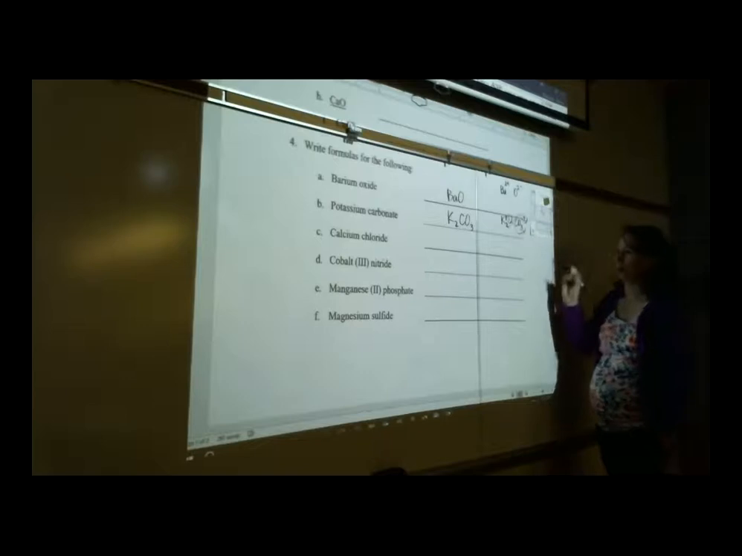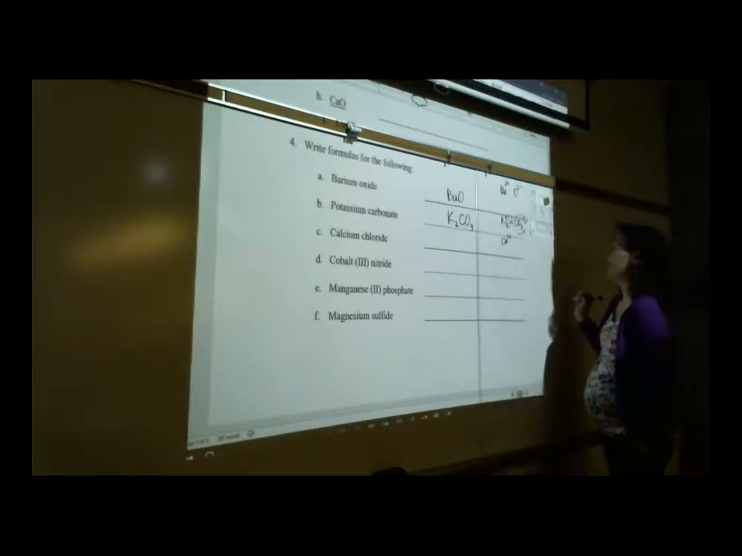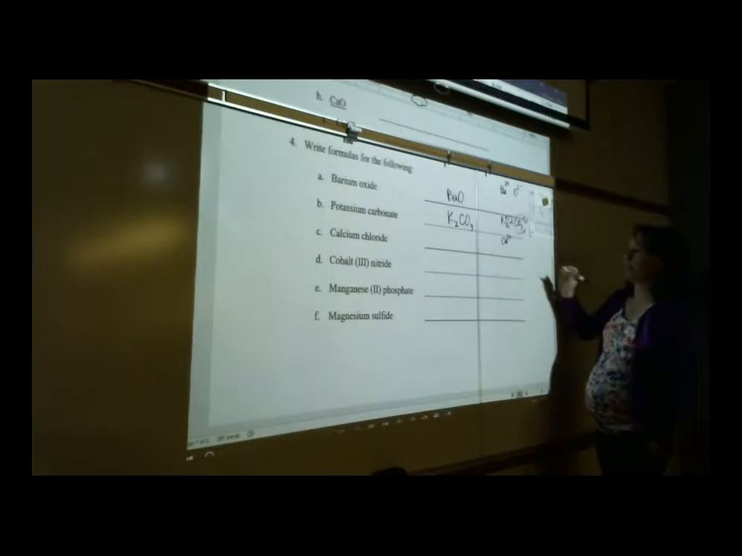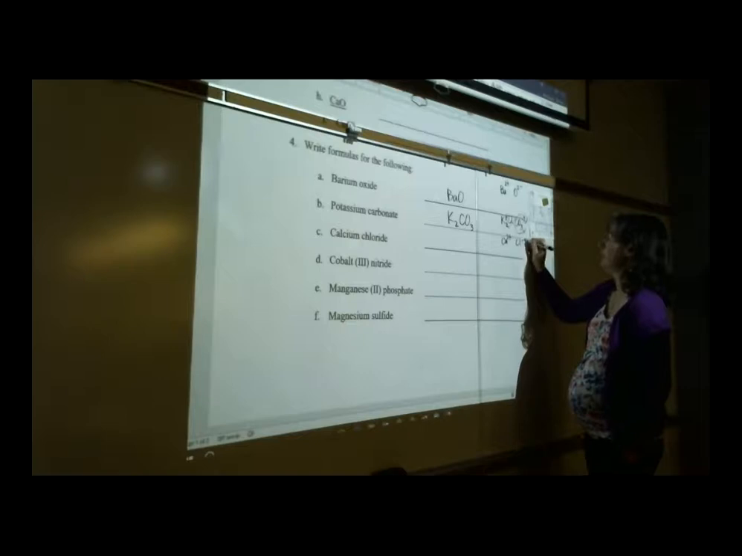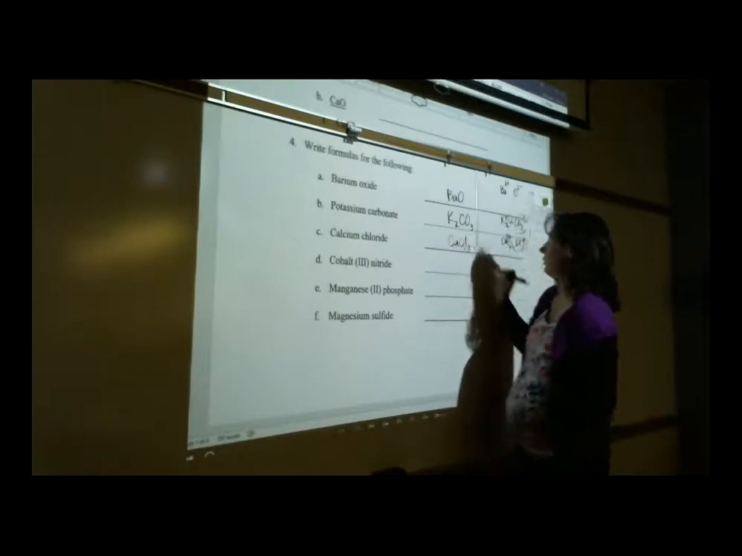All right, calcium's where on the periodic table? Group 2, so that's Ca2+. And chloride is where on the periodic table? Group 7, so that's Cl-. So when I crisscross those, that becomes CaCl2.